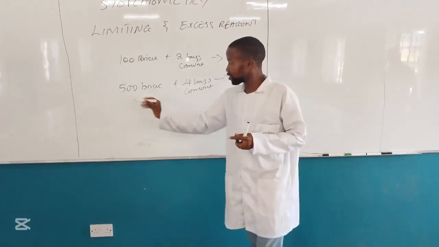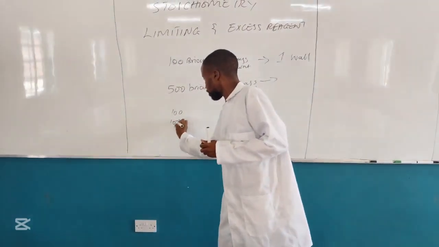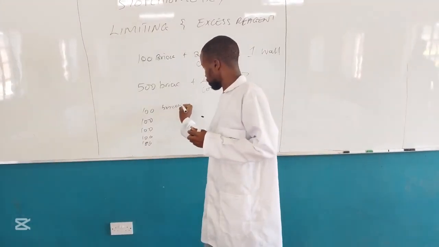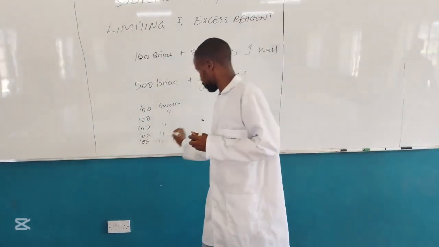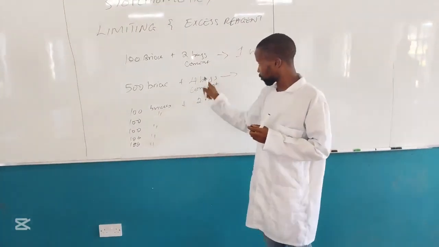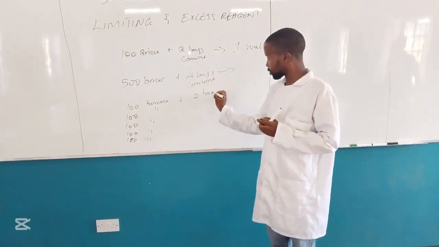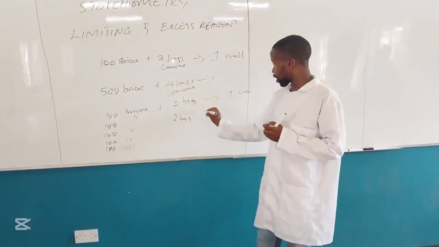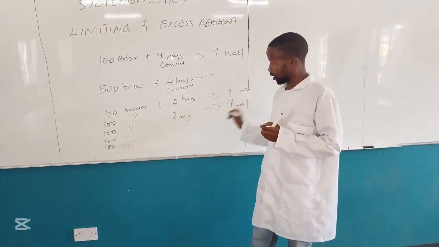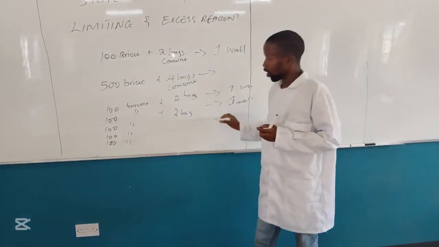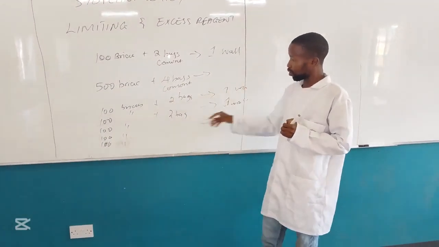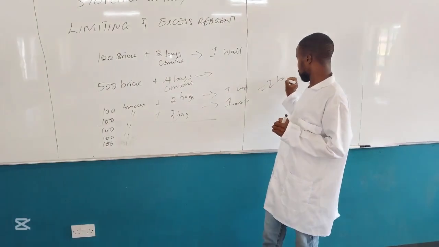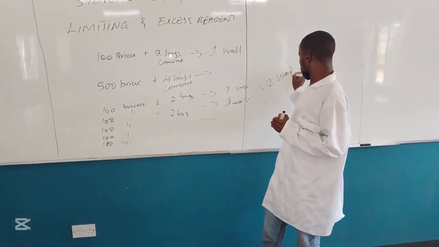If we were to break this down, we have 100, 100, 100, 100, and 100 bricks, plus 2 bags of cement. If we break this into 2 bags and 2 bags again, you still have one wall and one wall again. So 100 bricks and 2 bags, one wall; another 100 bricks and 2 bags, another wall. Meaning we've created two walls from what we have.